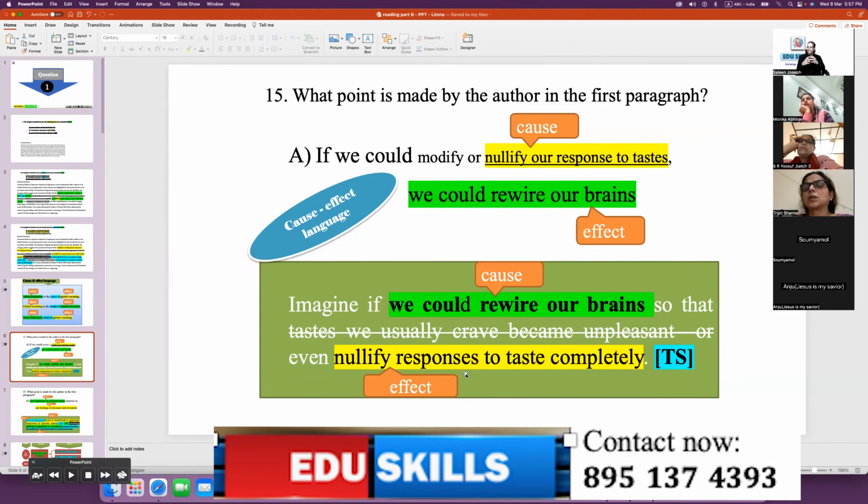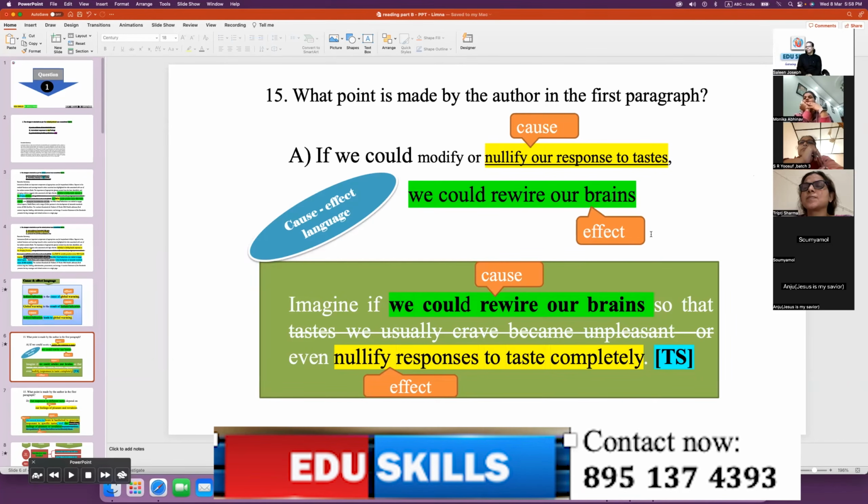If we can rewire our brains, make a surgery, and you have that pleasant taste and unpleasant taste, now you just change it, reconnect it, so that whatever you don't like, you will like. So if we could rewire our brains, we could nullify responses to taste completely is the statement in the text. But the first option says, if we could modify or nullify our responses to taste, we could rewire our brains. Cause is made the effect. Actually here, rewiring the brain is the cause, but in the first answer option, it is made the effect.